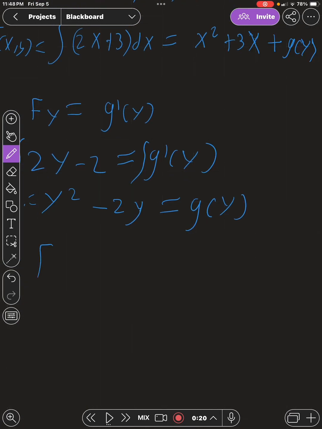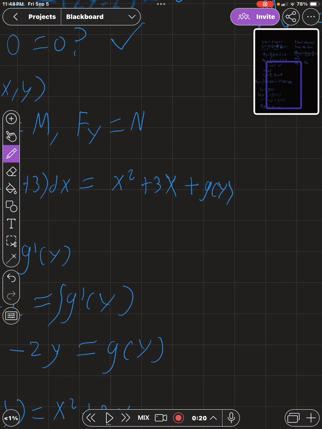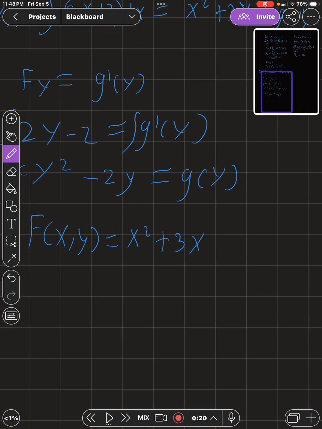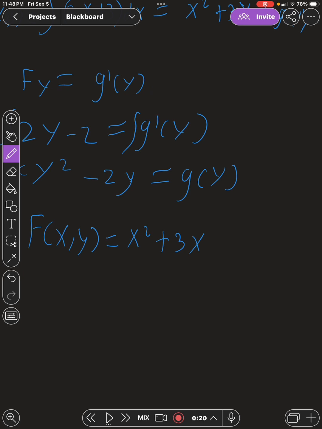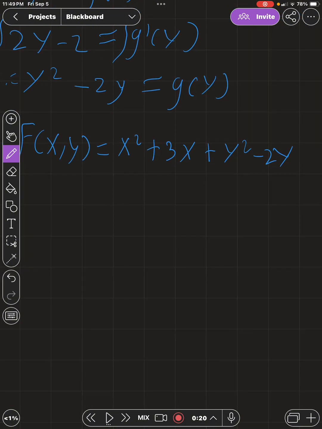So f of xy, the solution to this differential equation, is equal to x squared plus 3x. I'm just getting that from up here. Plus g of y. But remember, now we have g of y. That was the point of doing the differentiation. So now we have y squared minus 2y. So now we have everything. All right, the party is done.